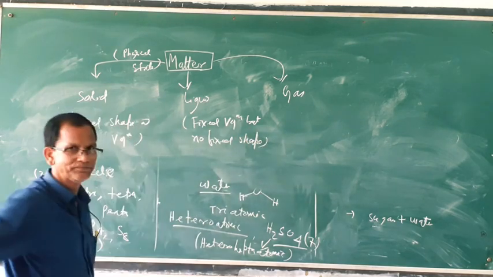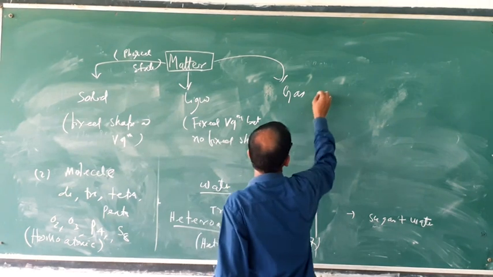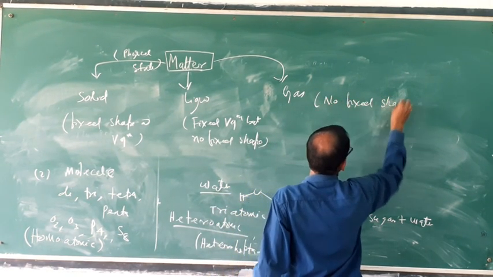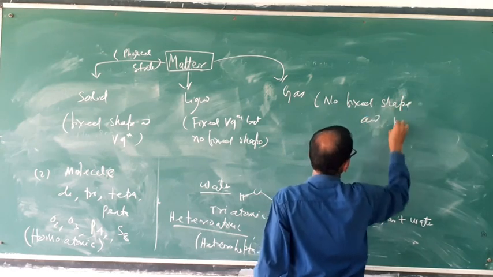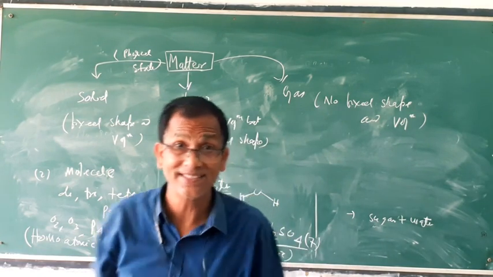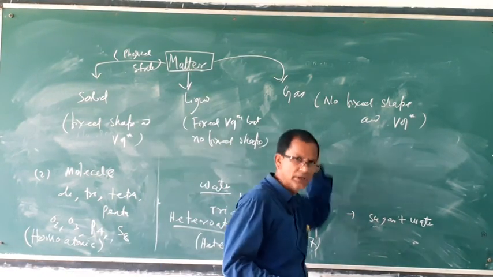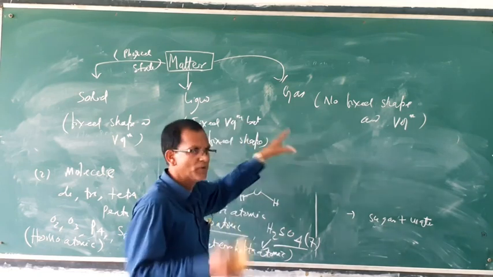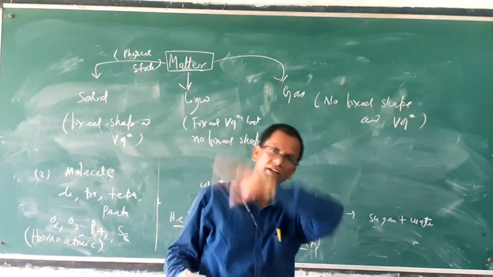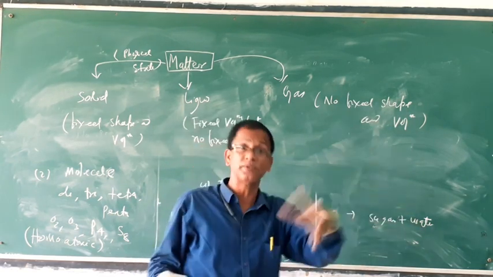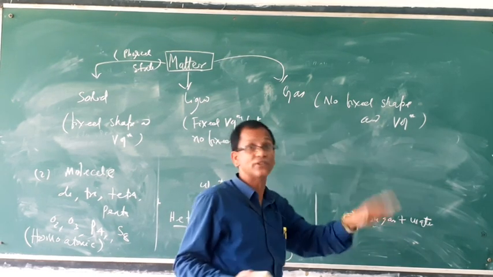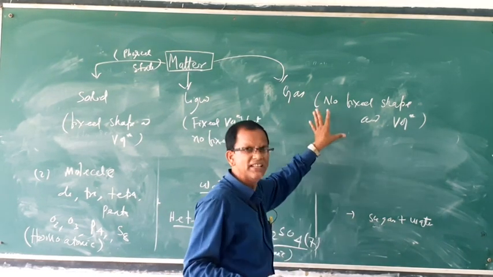That's why it is liquid. Gas has no fixed shape and volume. Everything can be changed. Shape will be changed, volume will be changed in case of gas. If you transfer gas from one container to another container, it occupies the whole container, so volume can be changed. And the gas acquires the shape of the container. So everything is changeable.